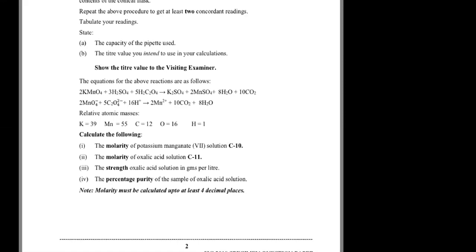I think this much is enough for the theory part of the titration processes. This is what you have to understand.